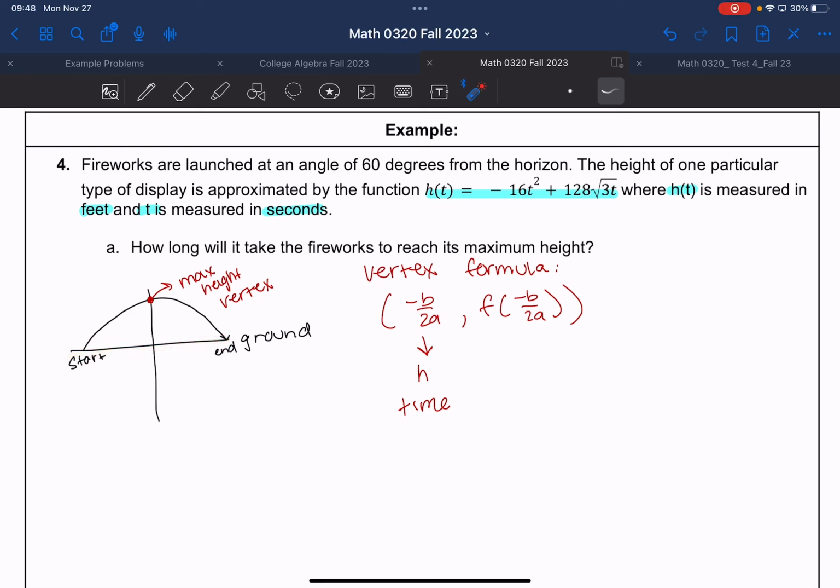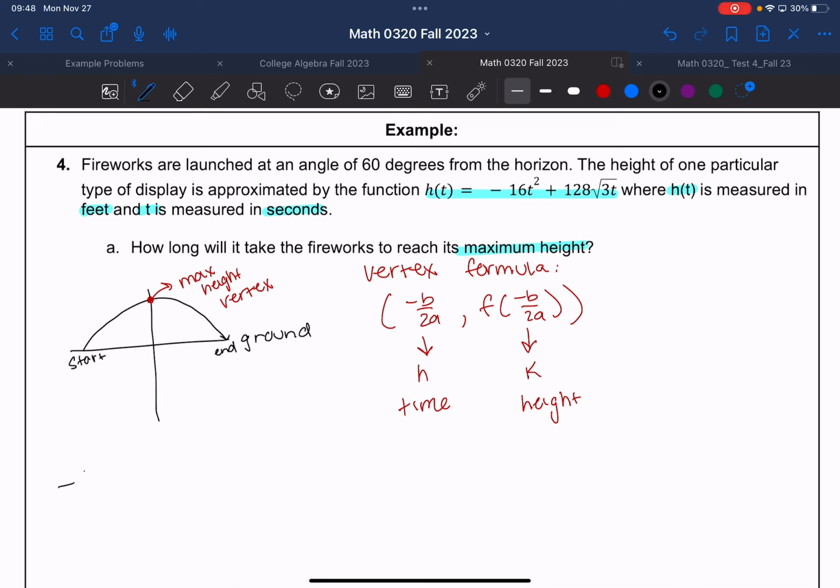That means the other value, that k value, is going to be measuring what? What's the other one besides time? Height. Okay. And what is the question asking for? It's asking us to find the max height. So even though we're finding the vertex, we're only going to include one part of that vertex, and that is going to be the k value. Okay, so let's go ahead and start solving that one out.